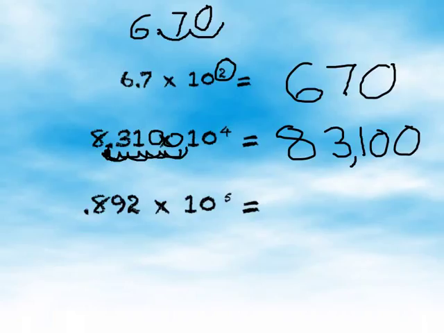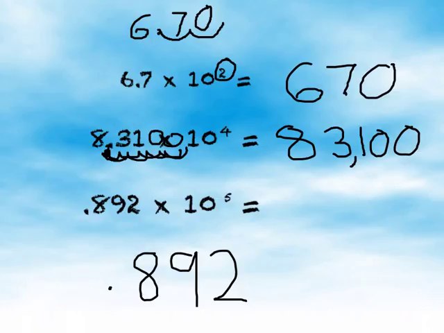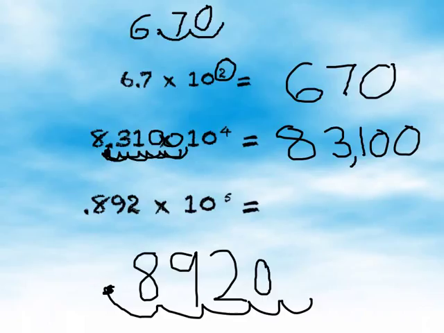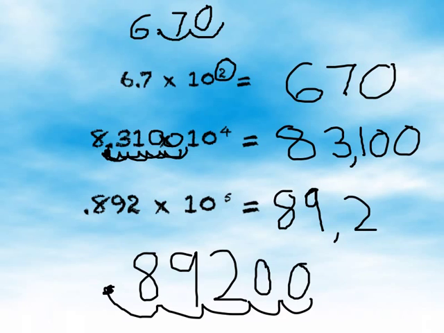Let's do one more. 892 thousandths times 10 to the 5th power equals, I'm going to write it down here so that I have enough room, 892 thousandths times 10 to the 5th power. So I know I need to move my decimal place over 5 times since I'm going to have to move my place value up 5 times. 1, 2, 3, 4, 5. Add the zeros where there's not a number. And I know that 892 thousandths times 10 to the 5th equals 89,200.